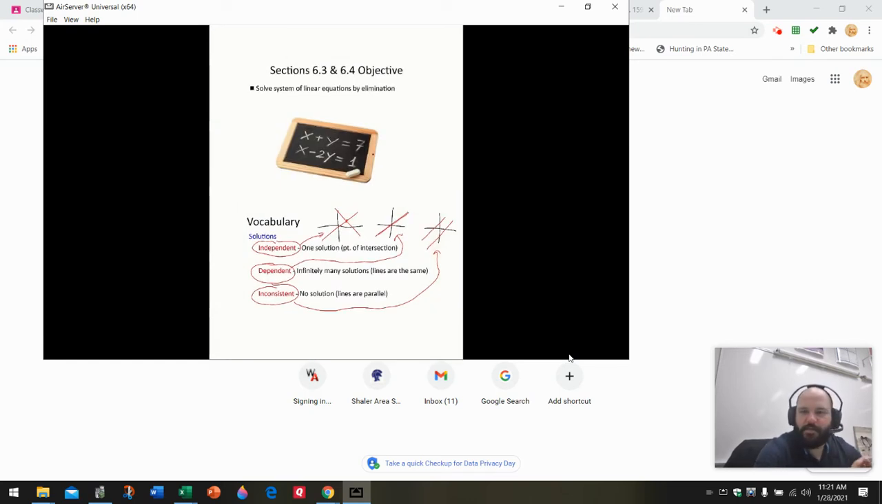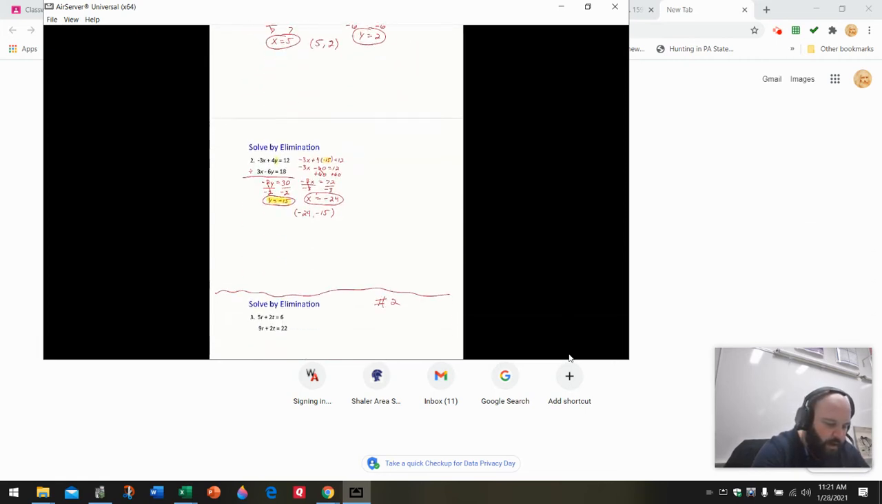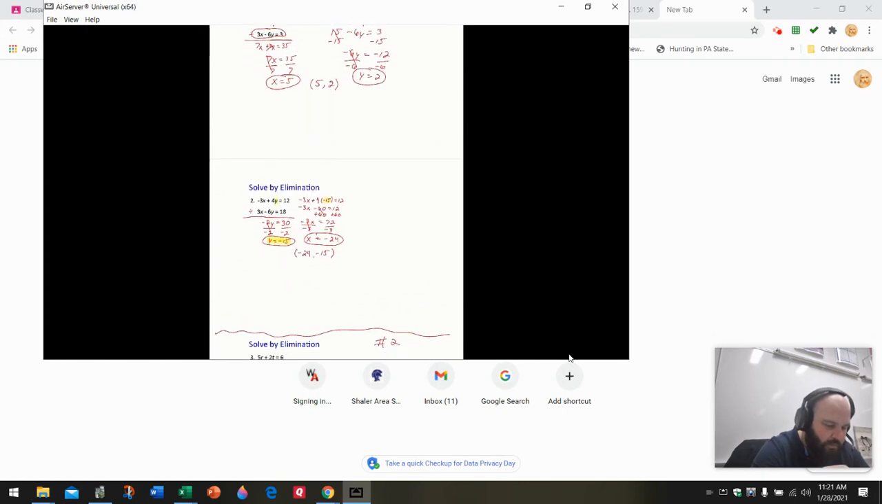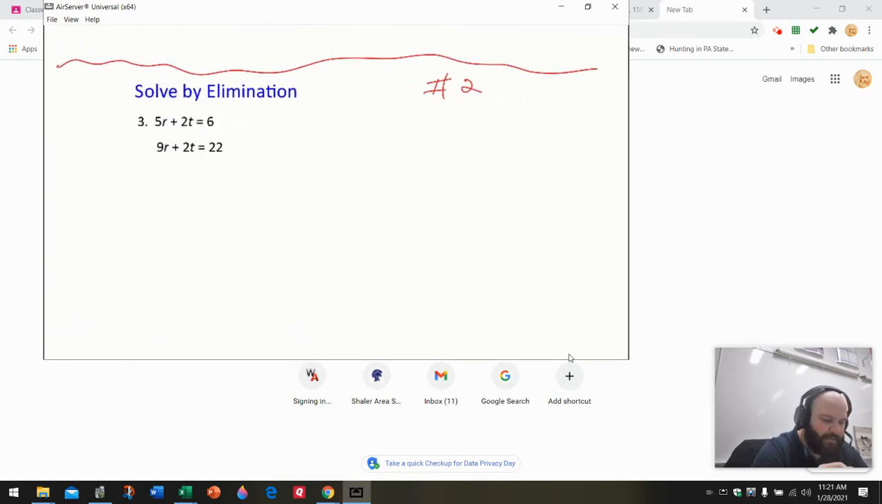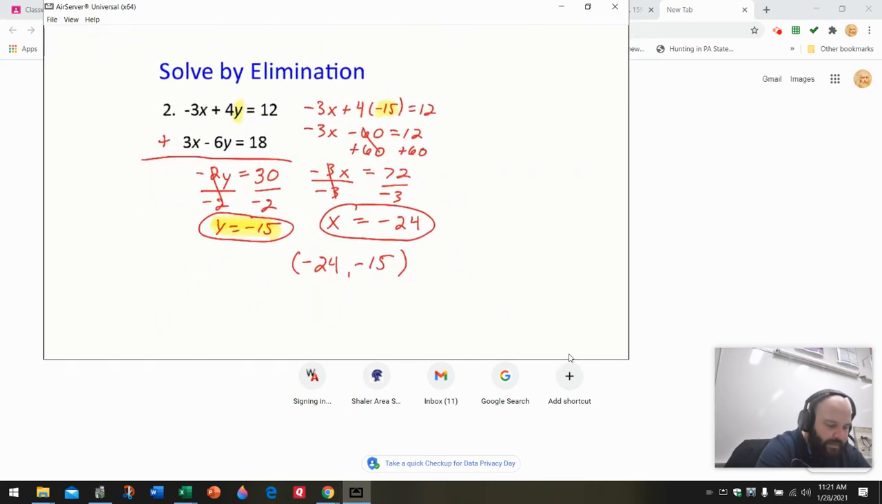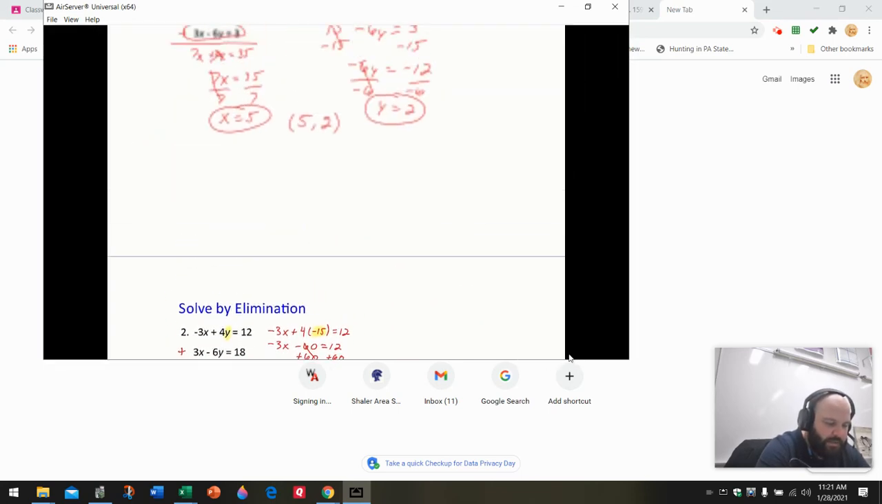Okay, hello everybody. So today we're going to continue our discussion in chapter 6, sections 3 and 4, with some more examples of solving these systems by elimination. Now, what I want you to see in these couple examples that I'm going to show you is that we don't unfortunately always have variables that are opposites of one another.